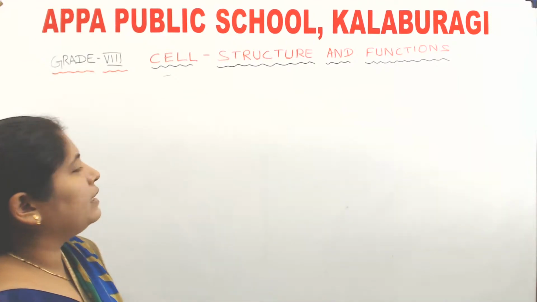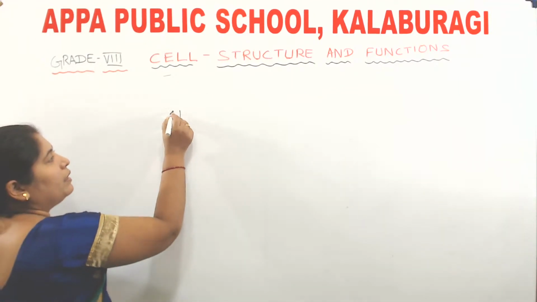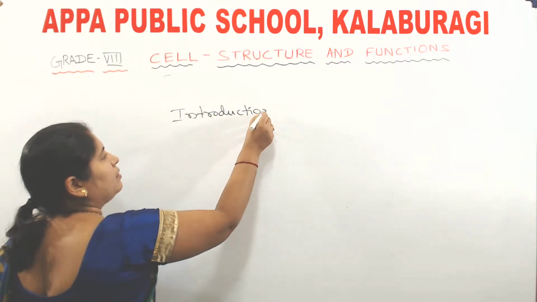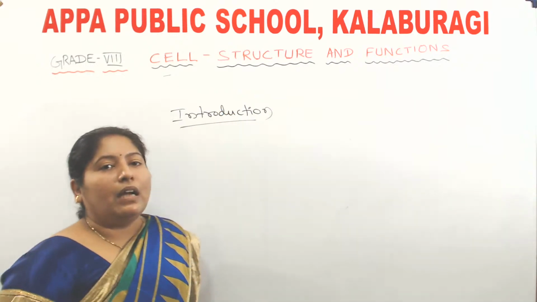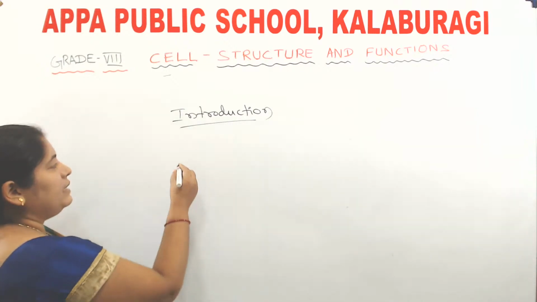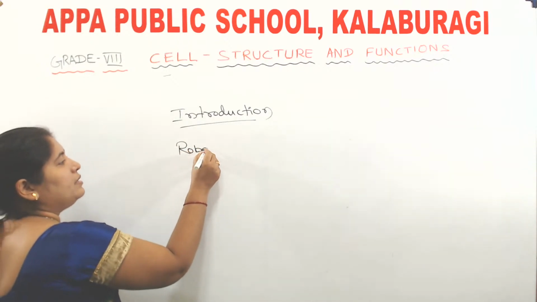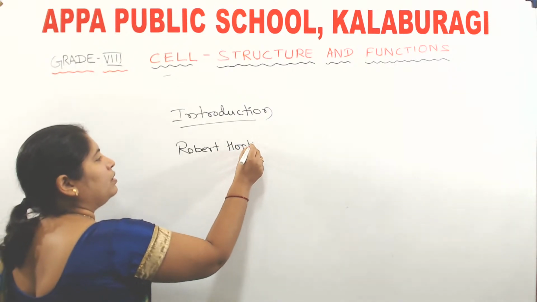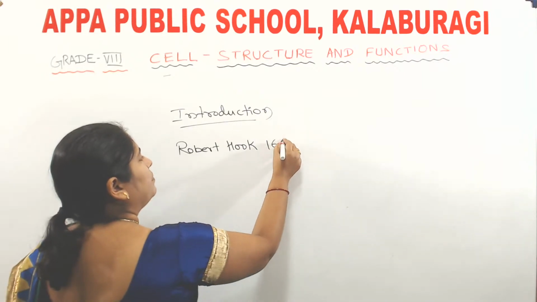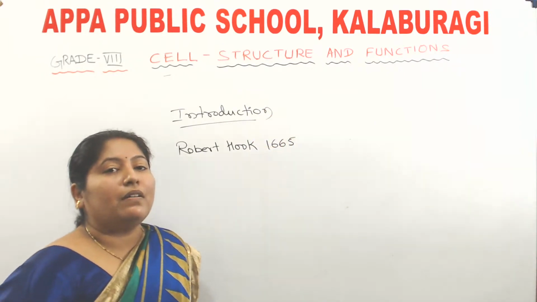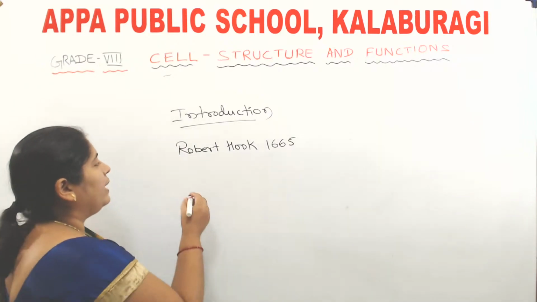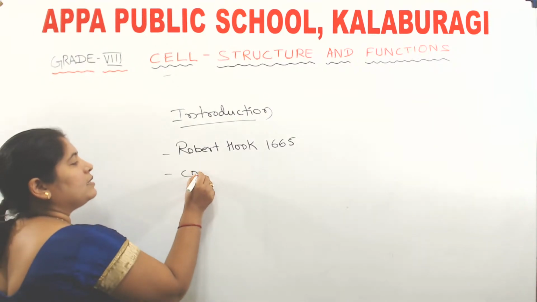Yes, students. Coming to the introduction part of cells, right? Who invented these cells, or who observed the cells for the first time? A scientist named Robert Hooke, in the year 1665, observed for the first time the cells of the cork. You know, he observed the cork cells.